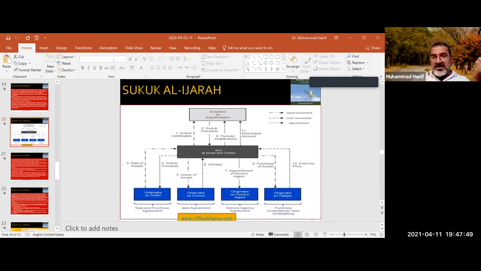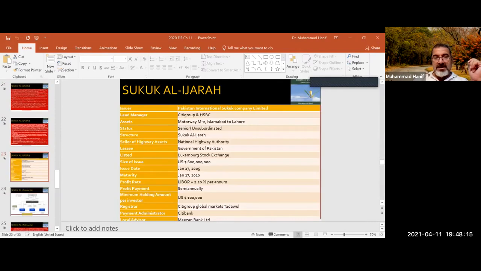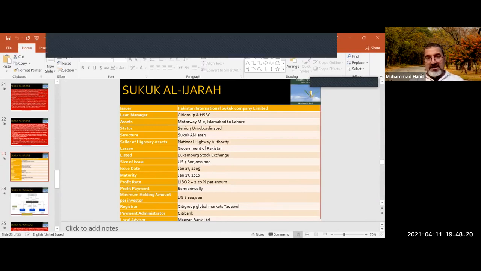At number 9, you sell the asset back to the person who originally sold the asset to the SPV. The SPV will sell it back to that person. Number 10, you get the exercise price, meaning the price which you agreed on for taking the asset back. And number 11, you give the dissolution amount to your investors. This is an example of Sukuk al Ijarah which was issued in Pakistan in 2005.